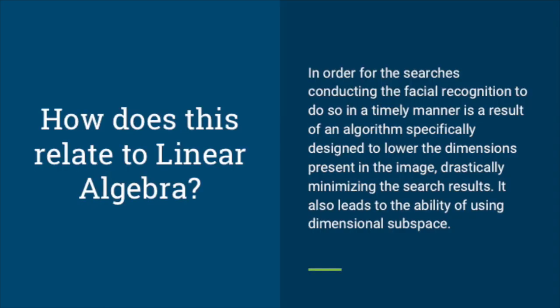Now on to the main purpose of this presentation. How exactly does this relate to linear algebra? In order for those conducting the facial recognition searches to do so in a timely manner, it is a result of an algorithm specifically designed to lower the dimensions present in the image, drastically minimizing the search results. It also leads to the ability of using dimensional subspace.